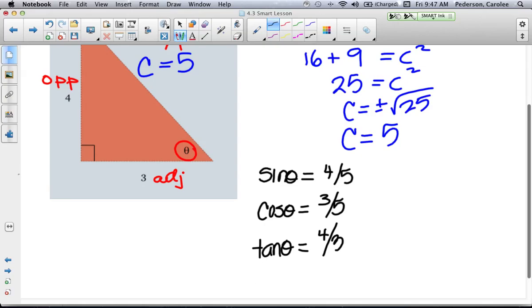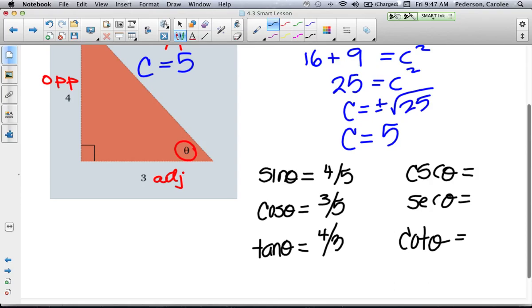And then I want to find the inverses. So what's the first inverse? 5 over 4. What's the function? What's the inverse of the sine function? Cosecant. So for short, we write it like that. What's the inverse of the cosine? Secant. So we write it for short. Looks like this. And then the inverse of the tangent? Cotangent.